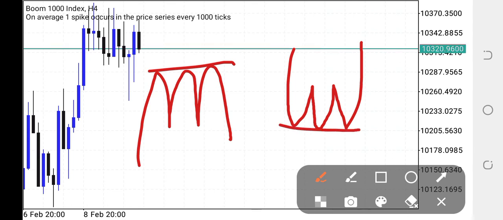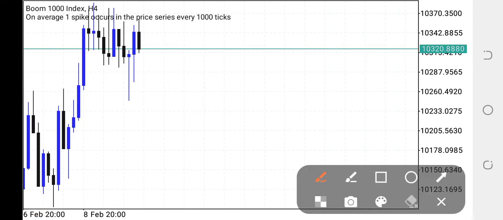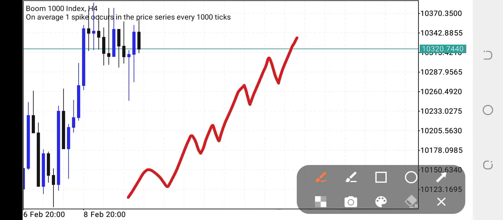Okay, now this is the triple top and triple bottom pattern. Sorry for my drawing. So let me start with the triple top pattern first. Now how do we trade this? I want to see price action coming up, maybe a bullish trend. Then you want to see this pattern like this, like this. So this is the triple top pattern.